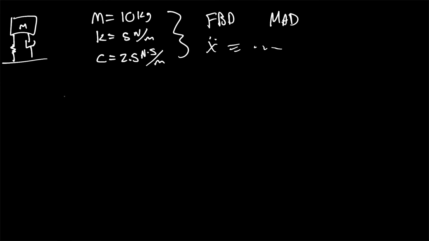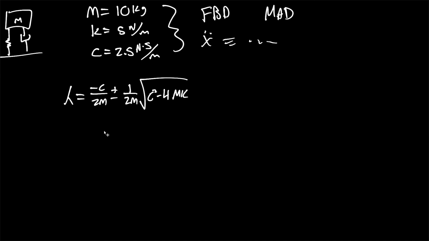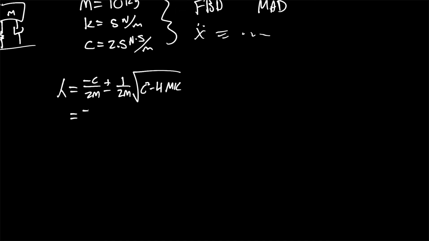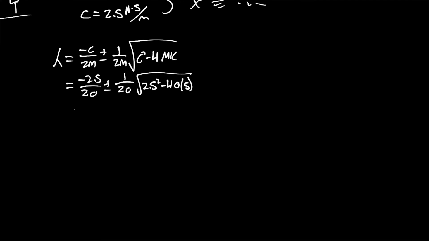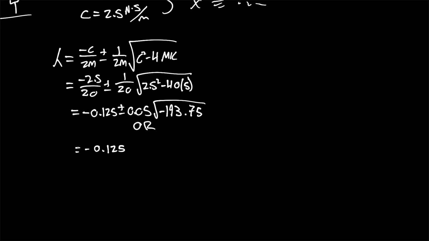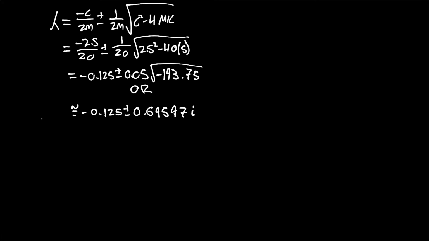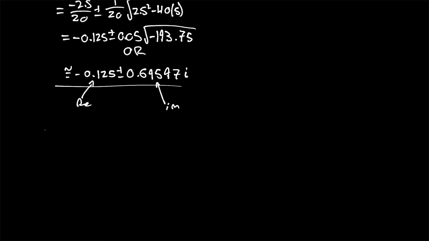So our roots are going to be as follows, if we plug in the values to this equation here. Basically this tells us that our eigenvalue has a real component that is negative and an imaginary component. So if we want to find the natural frequency of this system, we need to consider that both of these have an effect on the dynamic response.